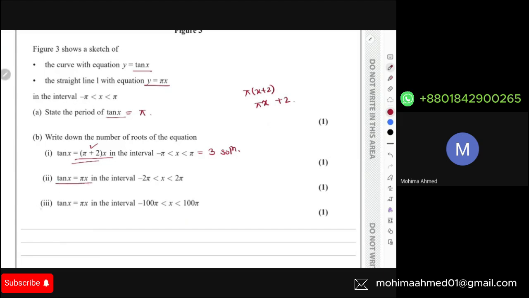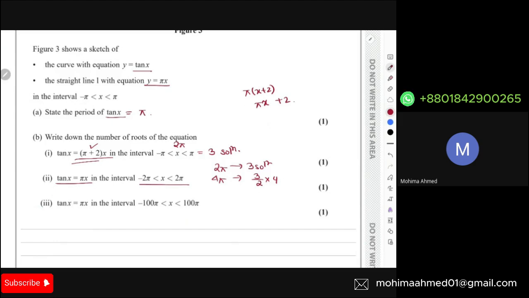But tan x equals pi x within the range of negative 2 pi to 2 pi. For this one you have to understand that in the range from negative pi to pi, for tan x equals pi x, you got 3 solutions, right? For a 2 pi difference, you got 3 solutions. Over here you have a 4 pi difference. For a 4 pi difference, since 2 pi gives you 3 solutions, 4 pi gives you 2 multiplied by 3.